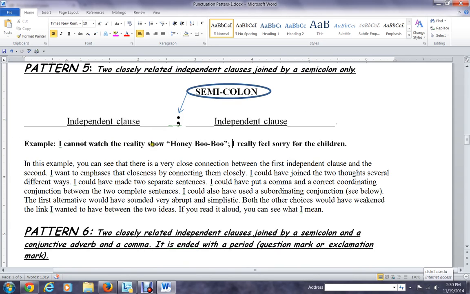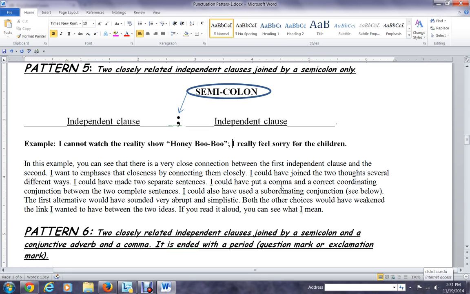I cannot watch the reality show Honey Boo Boo. I could put a period here because what? Watch, who? There's your action and who's doing the action. Feel is your action here. Who feels sorry? I feel sorry. So we know that both are independent clauses, complete sentences. I could put a period here, but perhaps I want to make them sound a little bit closer, or I could do it with a conjunction: and I really feel sorry for you. That would be a correct one. There are three ways you could do this. It's totally up to you.